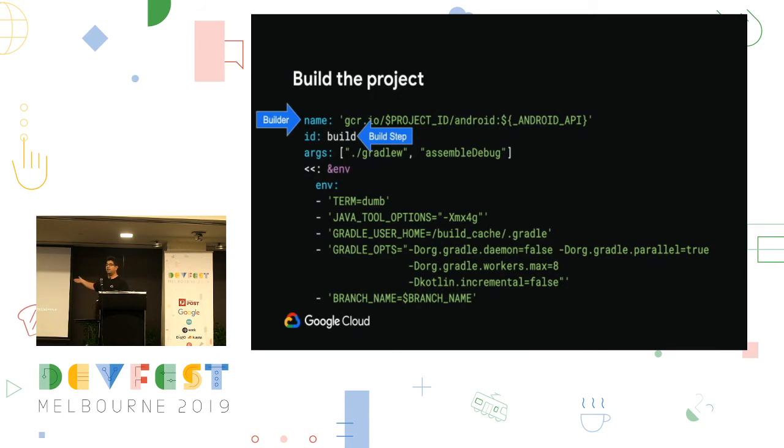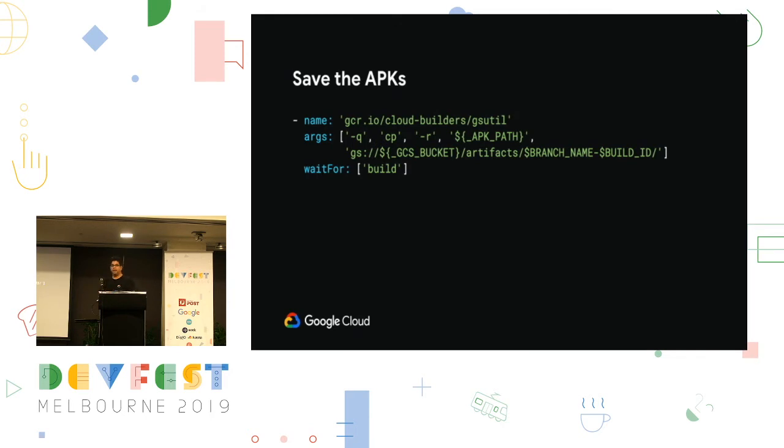Once it's actually done the build, and we saw the log earlier, what we want to do is then save the APKs. I've been referring to this for a while. So the first thing we're going to see, even though it's not in the order that you'd expect, we have this wait for at the end that says, hey, wait for the build step to complete. Remember the ID we gave it, build? We're saying wait for that before you try and do it. And what we're doing is, we're going to grab the APKs from wherever the build is set, and we've got an environment variable for that.